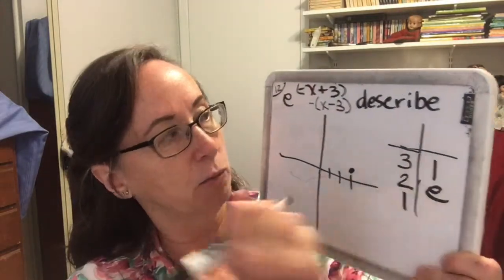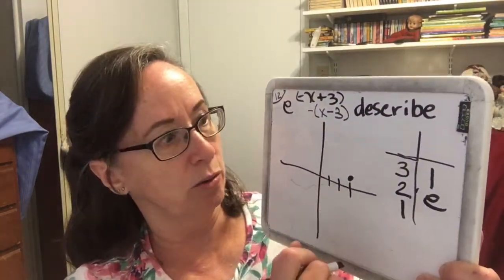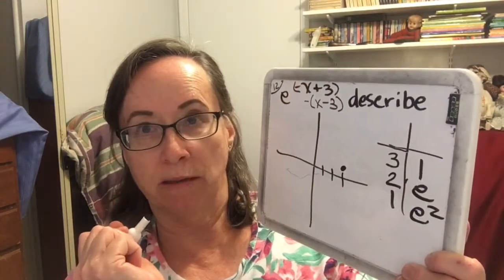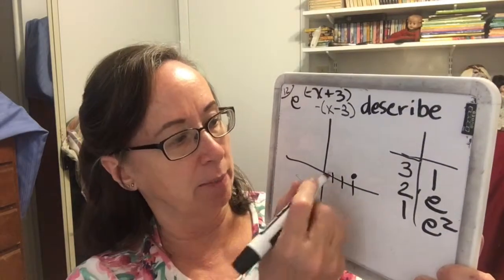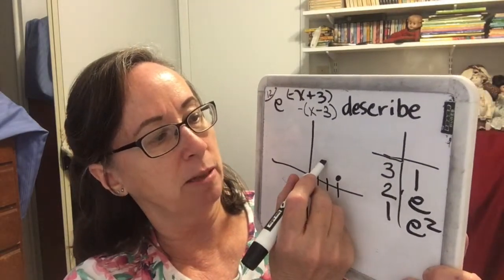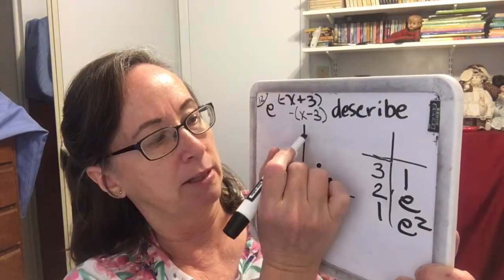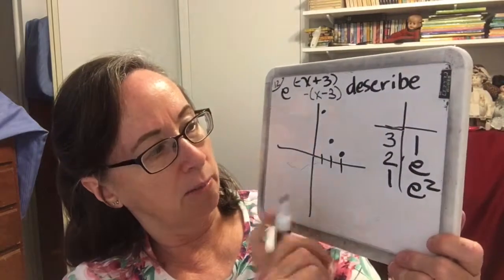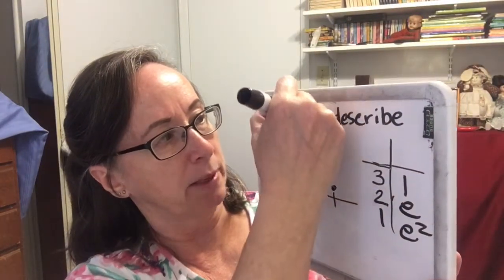So then I plug in a 1, and I'm going to get a -1, plus a 3 is a 2, and I wind up with an e squared, which is 2.7 squared. So it's definitely climbing up here. So 2 is going to be about an e, 1 is going to be about an e squared. Okay, and so then it's going to go up pretty steeply there.